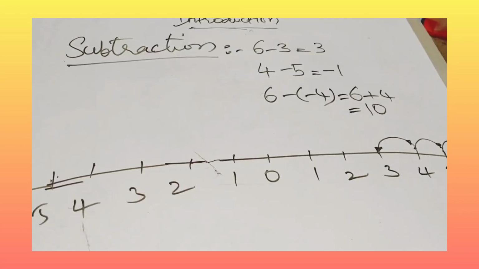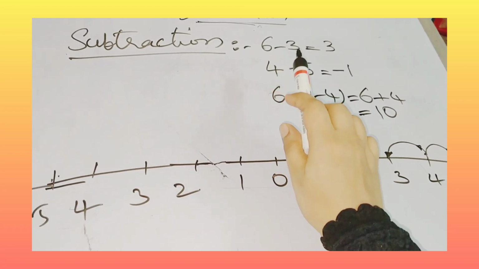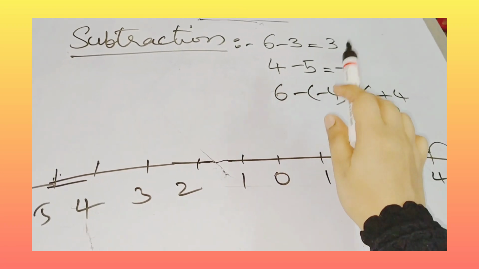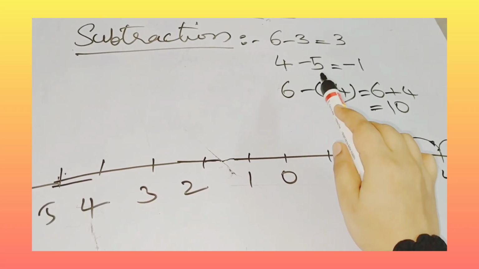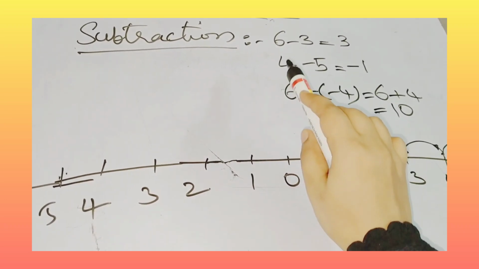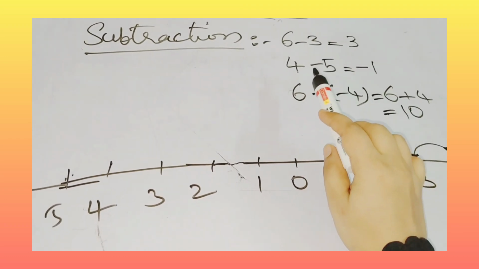Now the subtraction of integers. Here we are taking two numbers, 6 minus 3. What is 6 minus 3? It is 3. 4 minus 5, we can't do this, so we have to do 5 minus 4. What is 5 minus 4? It is 1. So you have to write the symbol of the bigger number.